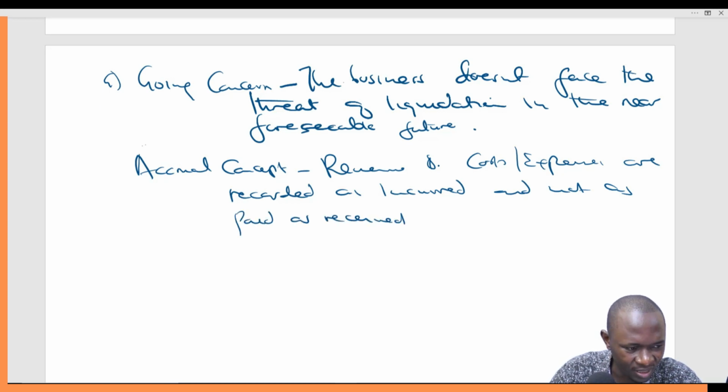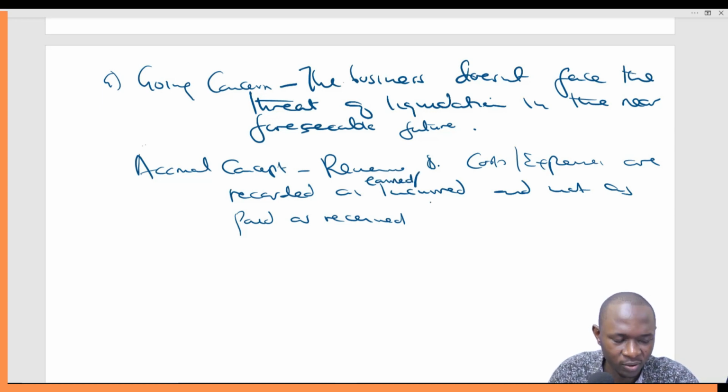So we can just add something here. The revenues and costs or expenses are recorded as earned or incurred and not as paid or received. So we record when we actually earn the payment, the period in which we did the job. That is the period that we're going to record that income. Or the period that we actually incurred the cost, and not when we are going to be paid.